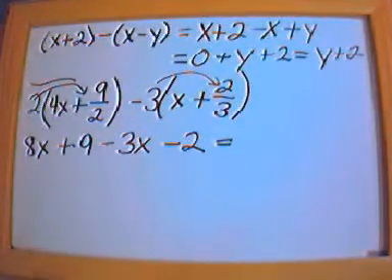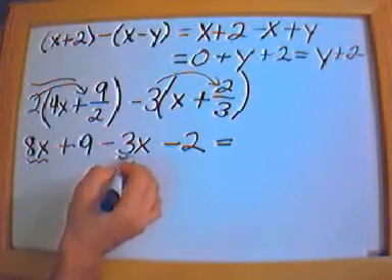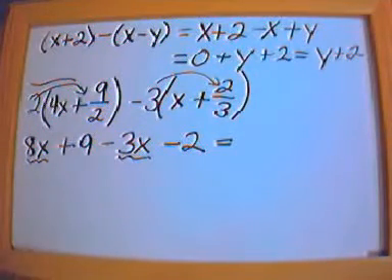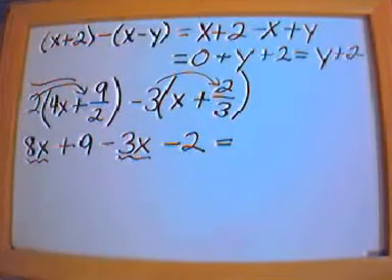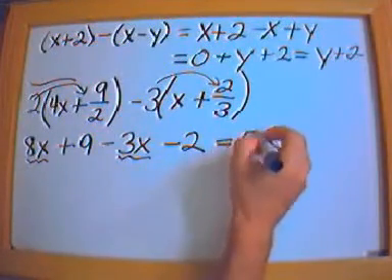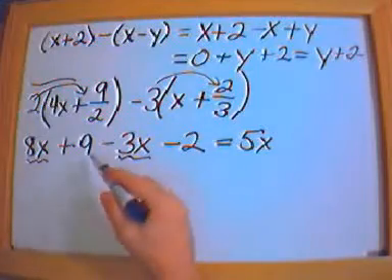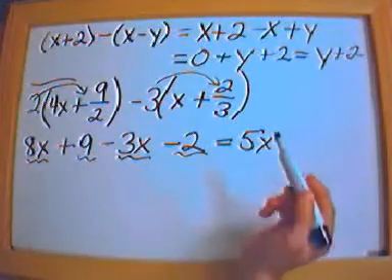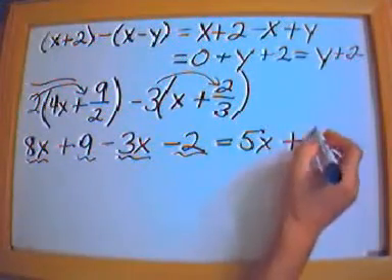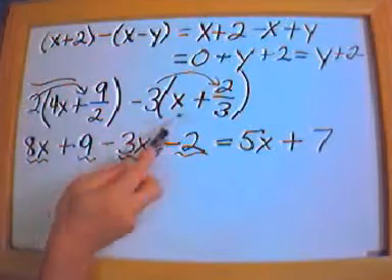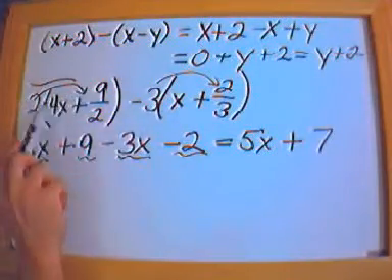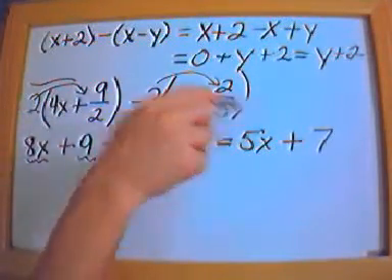Now I'll just look for like terms. This is a like term with this. 8x minus 3x. I just subtract the coefficients, which is 5x, because 8 minus 3 is 5, and then of course this is a like term with this because they're just numbers, so that's going to be plus 7 because 9 minus 2 is 7. So the answer is 5x plus 7. So you can see it's pretty ugly looking at first, but you just distribute things in, collect like terms, and you end up with that.